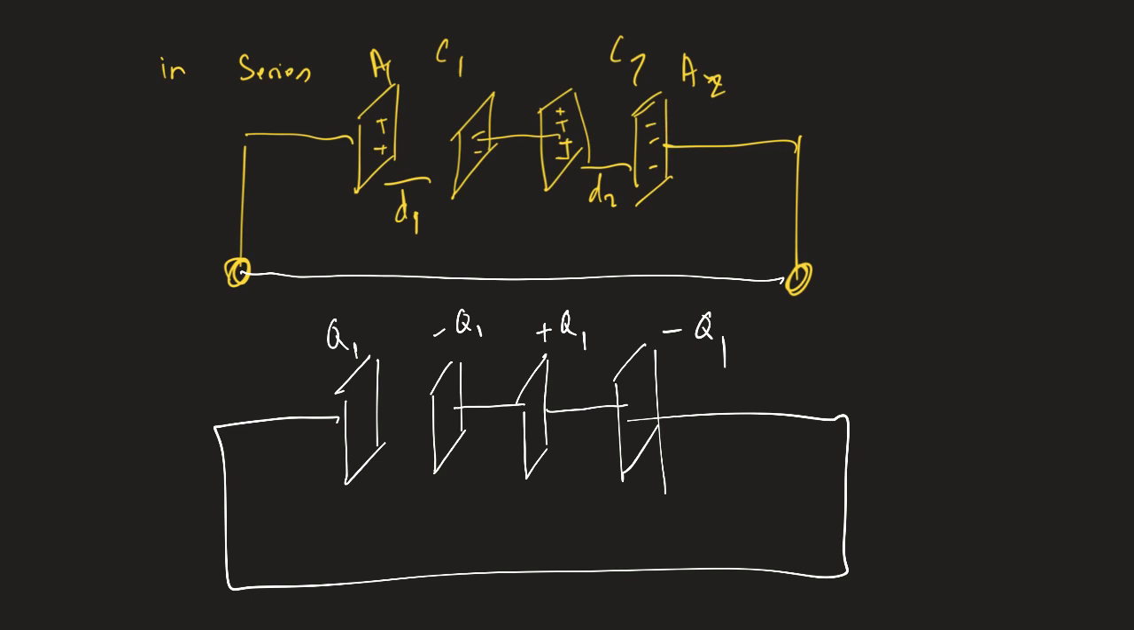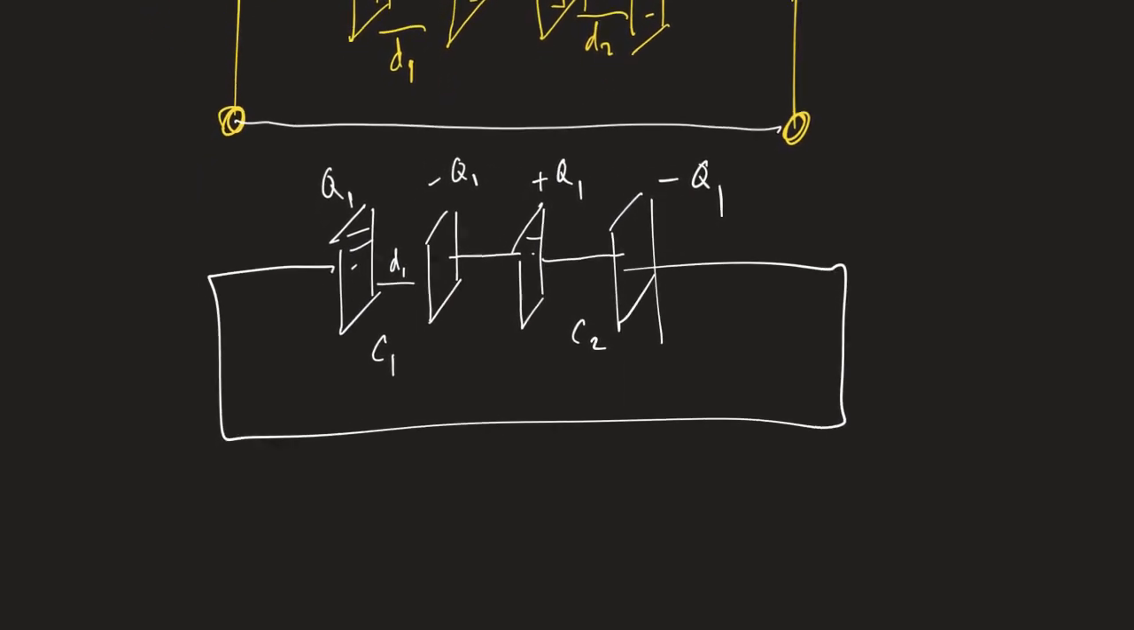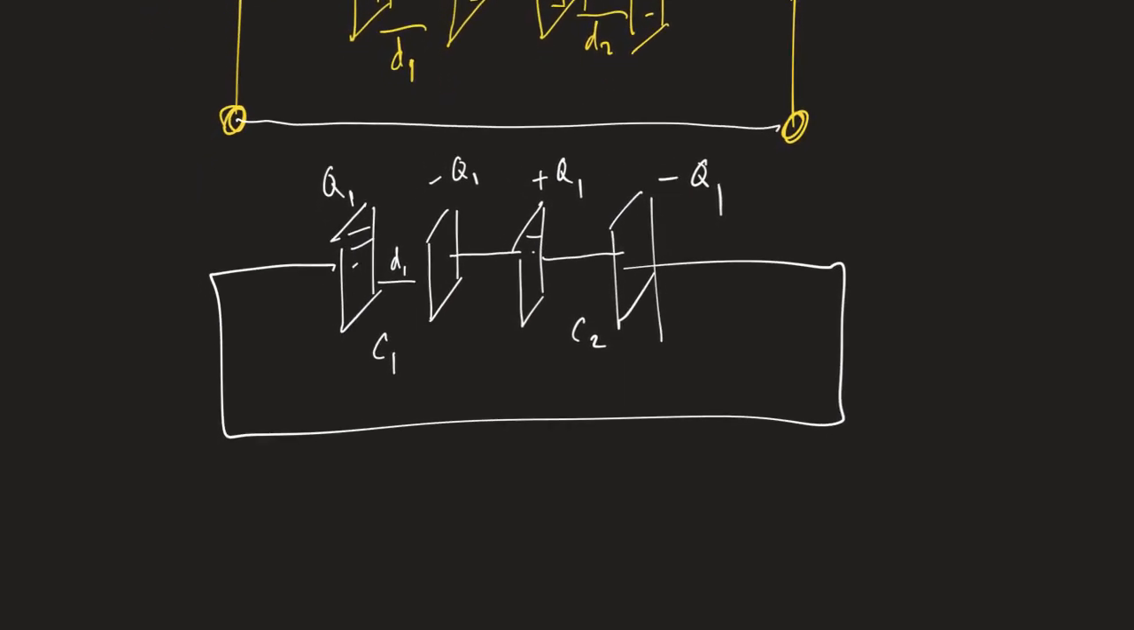And now I have two capacitors. This one with capacitance C1 and this one with capacitance C2. Of course, the area of this one is A1, and the area of these two is A2. The distance d1 is the distance separating the plates. Because there is Q1 here and minus Q1 on the other plate, there is a difference in potential, delta V1 here, and here there is a difference in potential, delta V2.